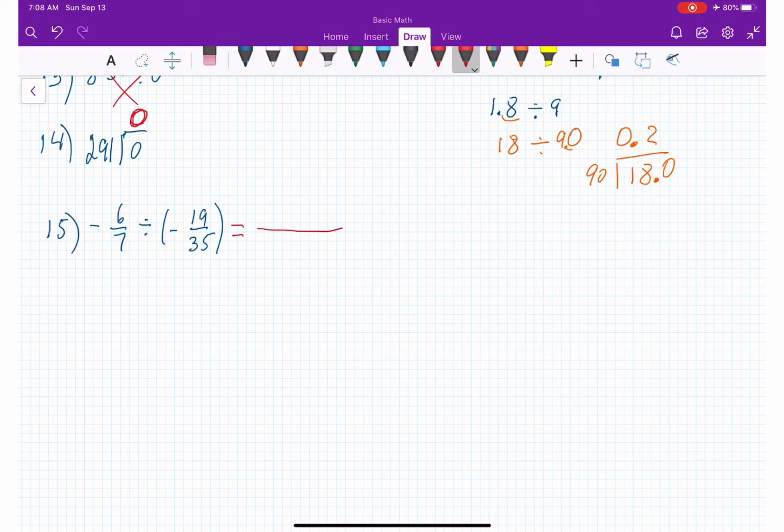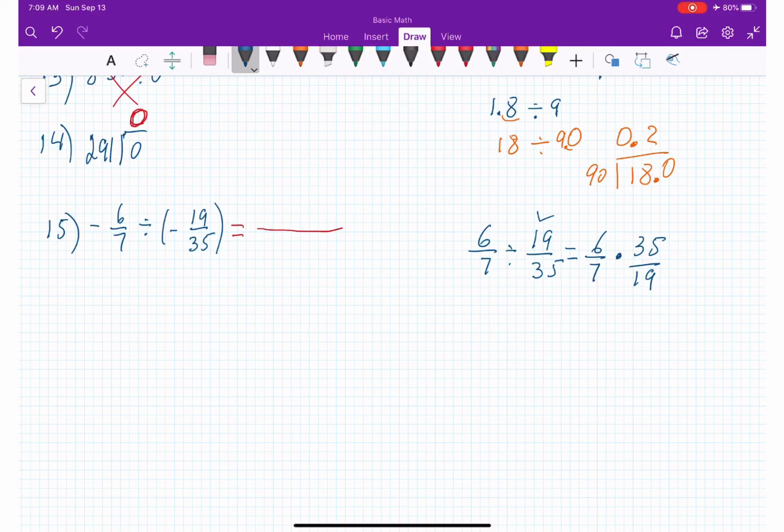Now, how do we divide fractions? 6 over 7 divided by 19 over 35. So I'm going to flip this second fraction and do multiplication. 6 over 7 times 35 over 19. See? I flipped the second one, and you flip only the second. You do not dare to flip the first one, okay? You have to flip only the second number.